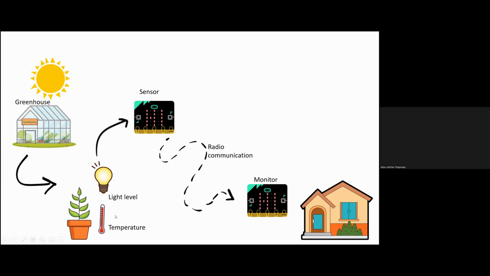So we want two microbit devices. The first one will act as the sensor. It will measure the temperature and the light level. Then it will communicate it wirelessly to the second microbit in our home, which will act as the monitor. And I want to see the temperature and the light level in our greenhouse.